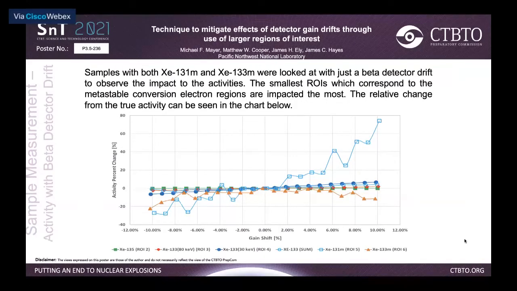I also looked at the gain drift of a beta detector, and obviously the 131m and the 133m were the most impacted. It's a little bit challenging to do larger regions of interest in the beta energy space, but this is due to the regions of interest for 131m and 133m being next to one another.